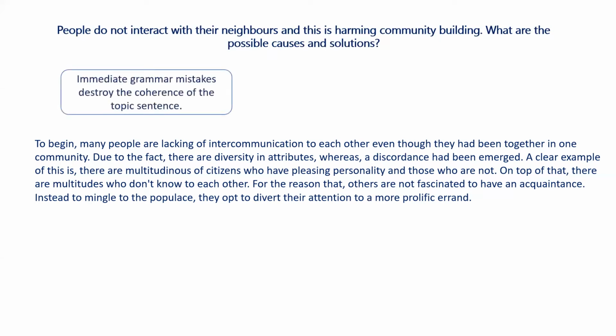Okay, this is very convoluted. The many grammar mistakes here destroy the coherence of the topic sentence. And this sentence doesn't even make sense. To me, the examiner cannot understand it.